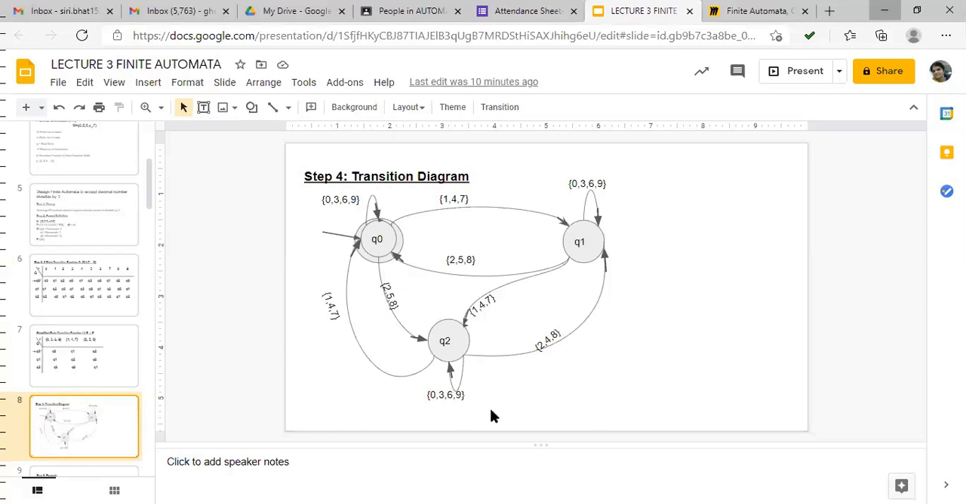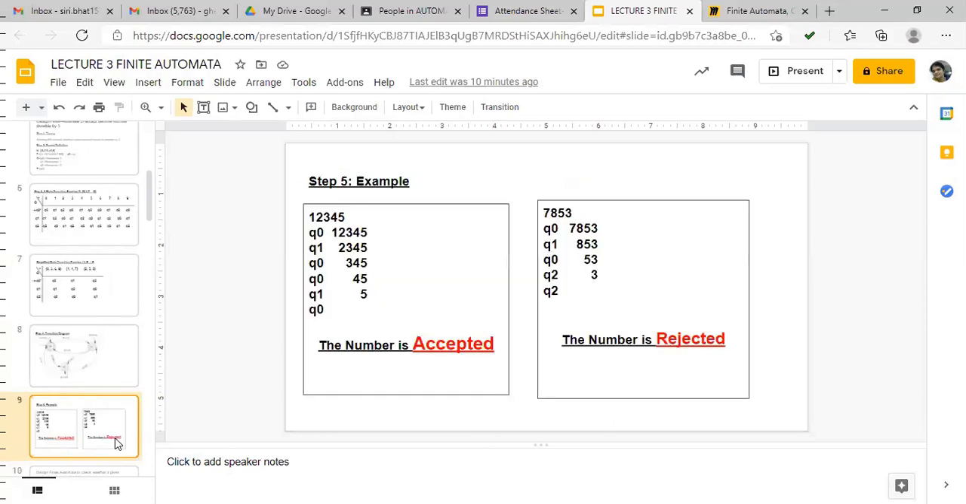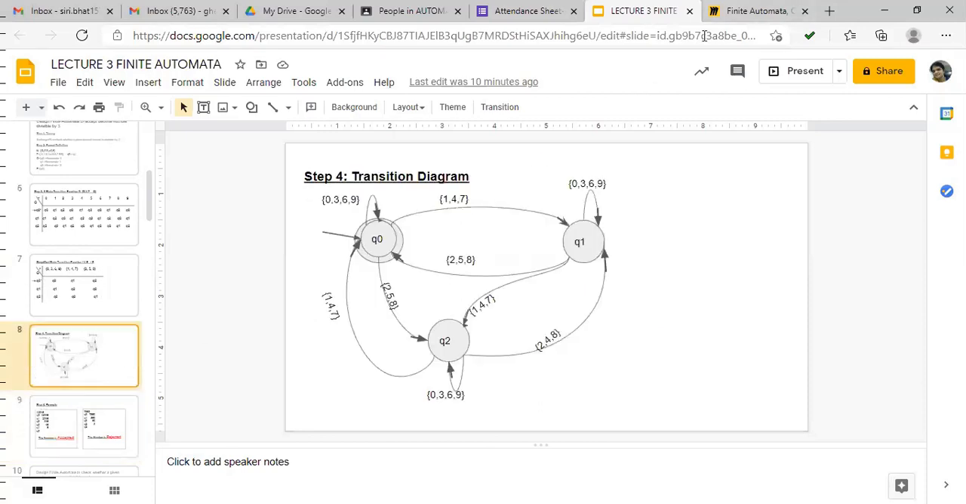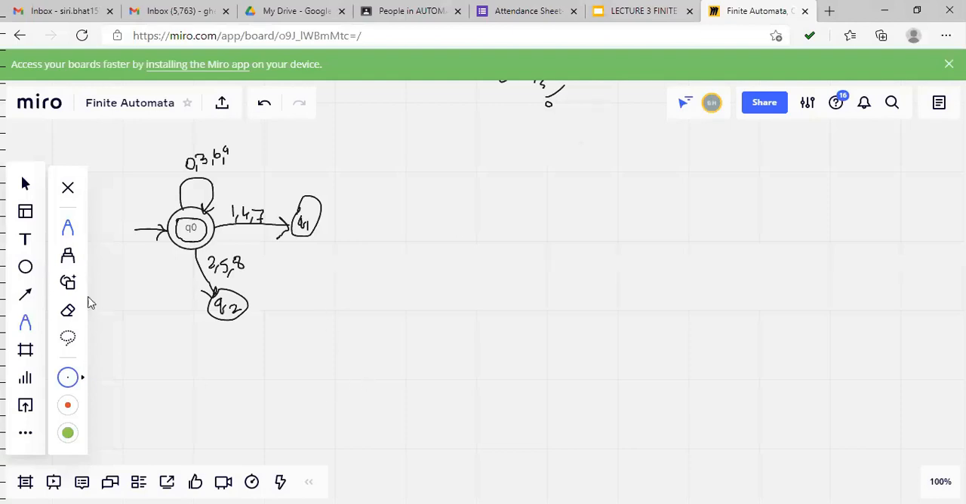If this is clear, our last step is to verify our machine, whether it is right or wrong, using an example. Giving an example, we have to check whether the machine we have designed is right or wrong. How do we do that?